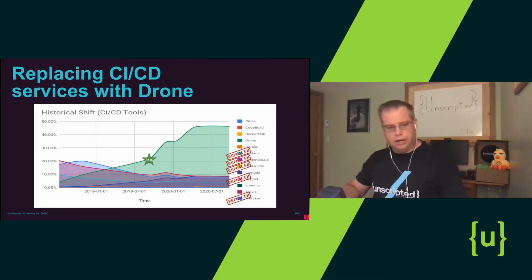Just a couple of weeks ago, when we were preparing the presentation for this, I put a nice big star in the middle for when we upgraded Drone from 0.8 code to version 1 code, which saw a pretty decent spike in usability and usage after that. But right now we have about 46% of the market share for CI/CD in our company, and we think that's pretty good.